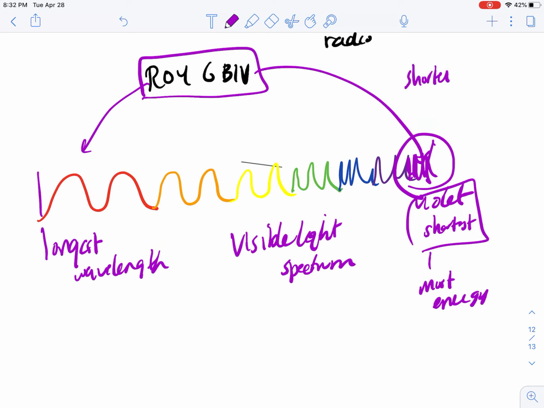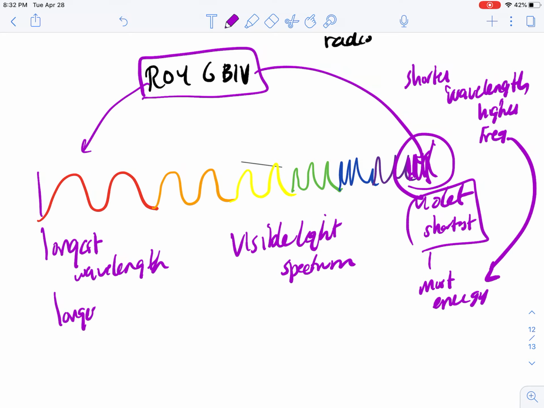The shorter the wavelength, the higher the frequency, and the higher the frequency, the more energy it has. The longer the wavelength, the less energy it has. So if you have a red flame and a blue flame, the blue flame is going to be hotter because it's emitting more energy. The red flame is going to be less hot.